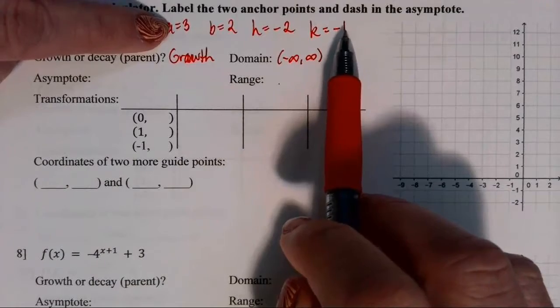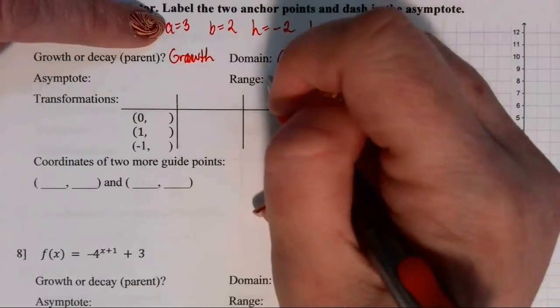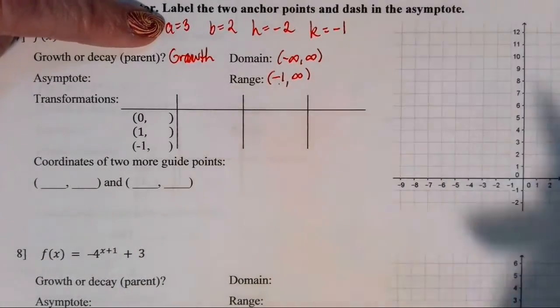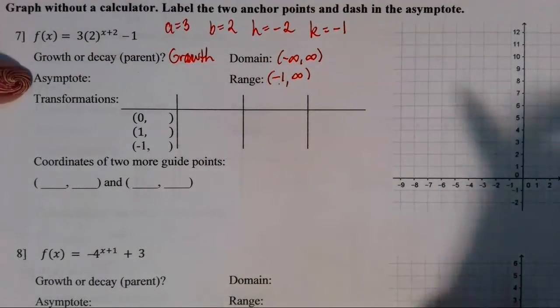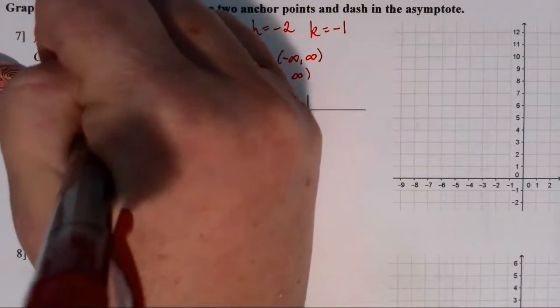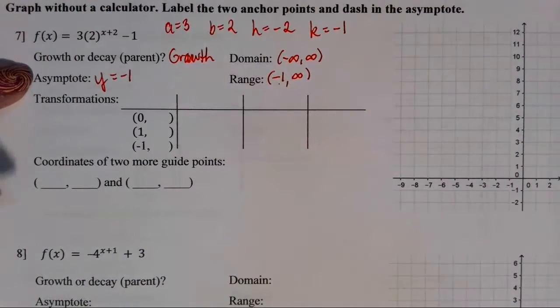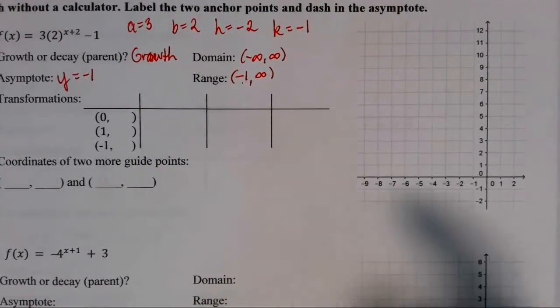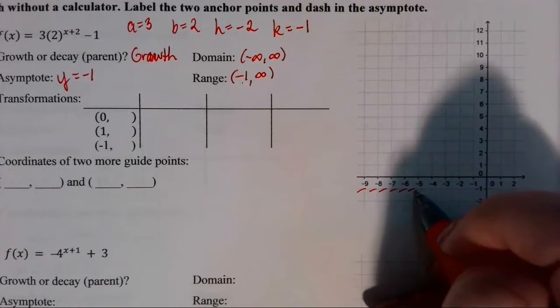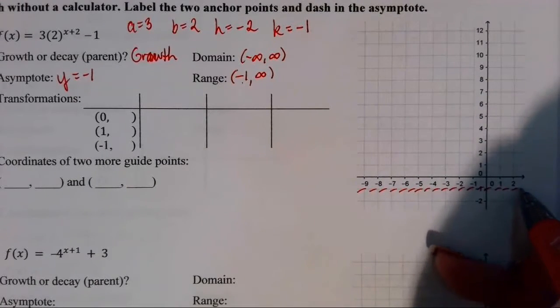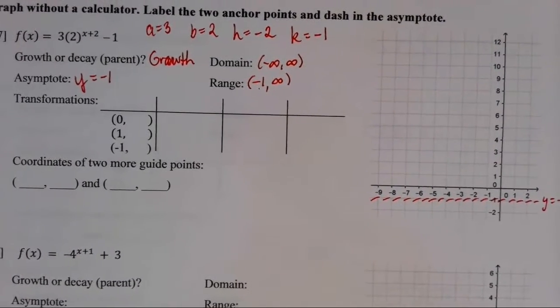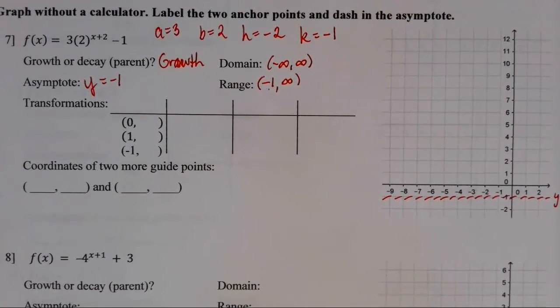So since there is no reflection, the a is positive, the range is starting at that horizontal asymptote of -1, and it's headed up to positive infinity. The asymptote is that k value, so y equals -1 will be my horizontal asymptote. And so I can come over here to the graph and dash in that line, y equals -1 for my horizontal asymptote. Okay, now the transformations are based on the anchor points for the parent graph.